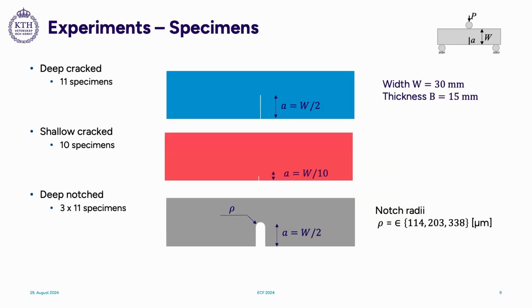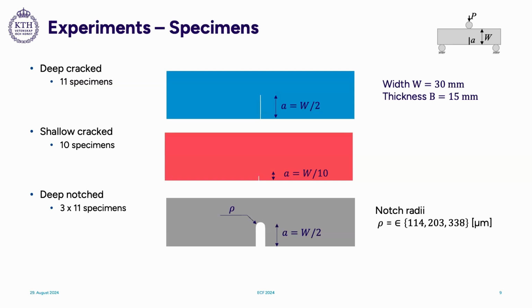The experiments that were then conducted by the master thesis student, Gustaf, were these 5 sets. The first one was a SEN-B specimen again, with a deep crack. It was 11 specimens. Then the second one was a short cracked specimen. And then the next 3 specimens were this geometry with a notch. And we had 3 different notch radii.